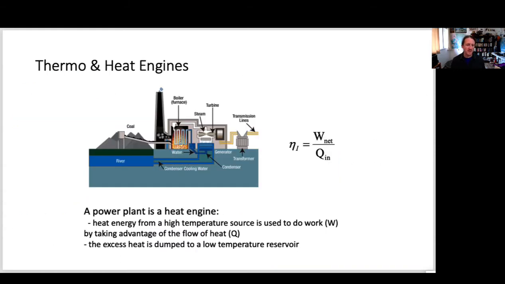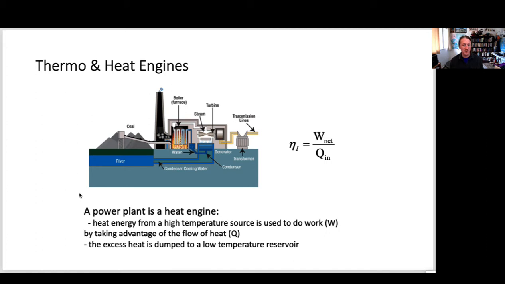So a power plant, as we mentioned, is a heat engine. It's a really important one for those of us who are working on energy and environmental systems, because fossil fuel power plants are what drives climate change. It's one of the things that drives climate change, not the only one, but we really need to know how these things work.